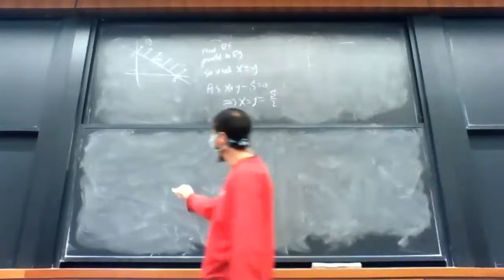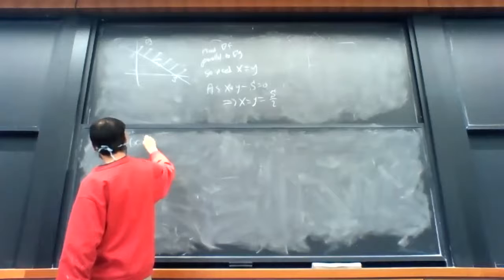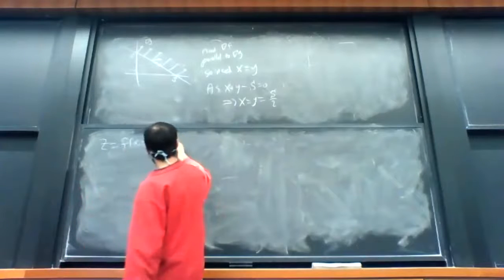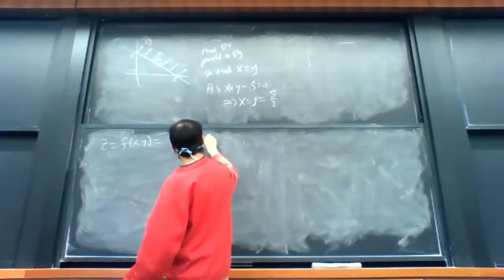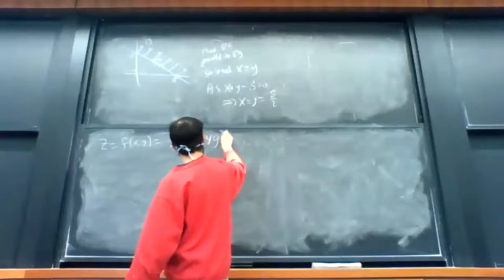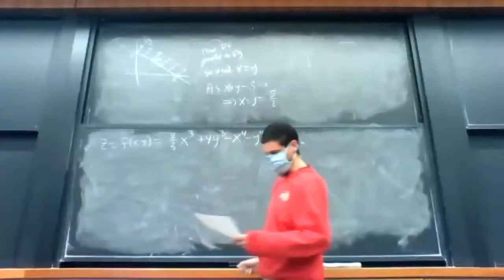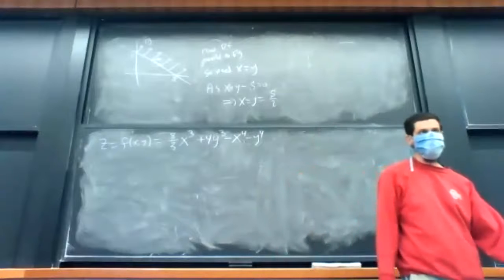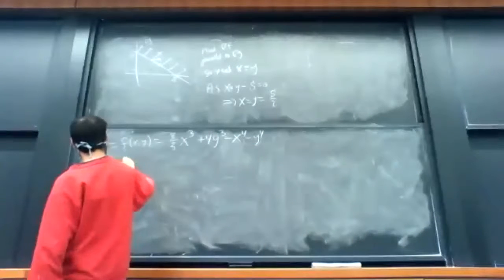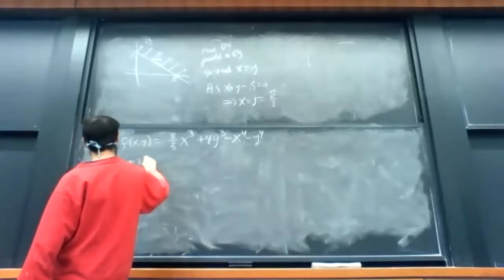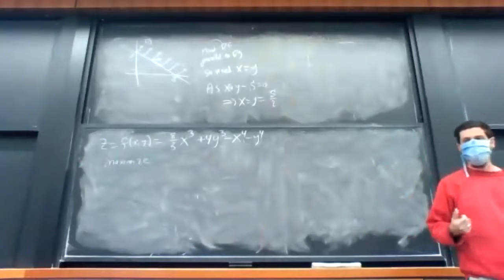So the function is f of x, y is a third of x cubed plus 4y cubed minus x to the fourth minus y to the fourth. And we want to maximize. So the first question is, when you look at this, do you think the function has a maximum?